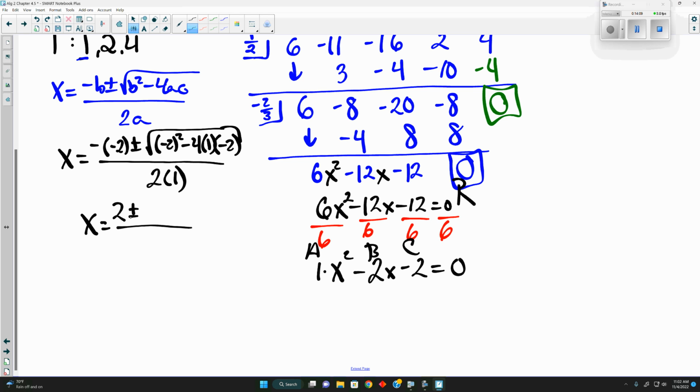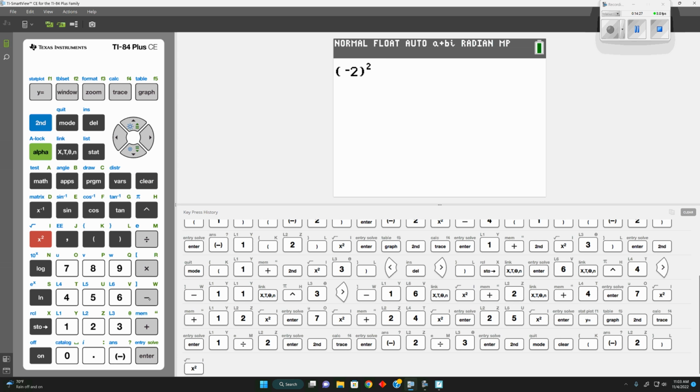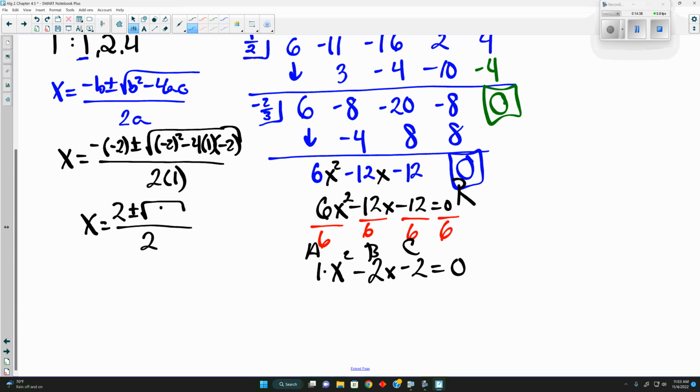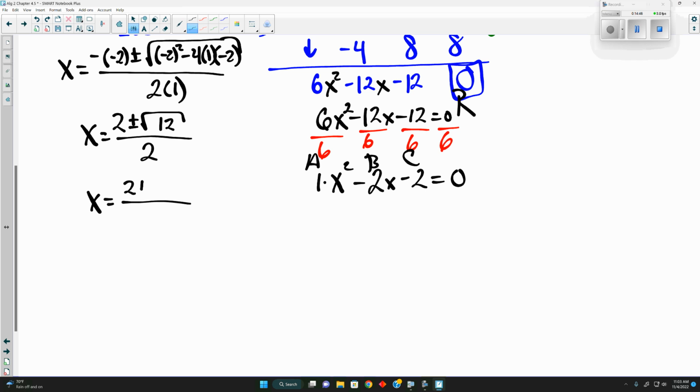Negative of negative 2 is 2 on the numerator. In the denominator, 2 times 1 is 2. Now inside the radical, we could type all that into a calculator. So over here we can say second quit. So we can say parentheses negative 2 squared minus 4 times 1 times negative 2 and see what we get. We get 12. Now 12, there's a chance that we can take the square root of 12. And if we want to check that, we can just plug that into the TI-30XS, the yellow calculator is the other one. Take the square root of 12, hit enter, see if it tells me something different than the square root of 12. And if we do, we get 2 square root of 3.